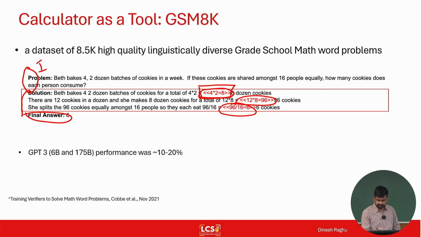And specifically, the part where 8 was predicted from 4 and 2, or the part where 96 was predicted from 12 and 8, or the place where 6 was predicted from 96 and 16, right? It's at these points that the model failed. So what this paper tried was, okay, maybe let's use a tool to do this job rather than let the LLM do it, right? So that was the goal.